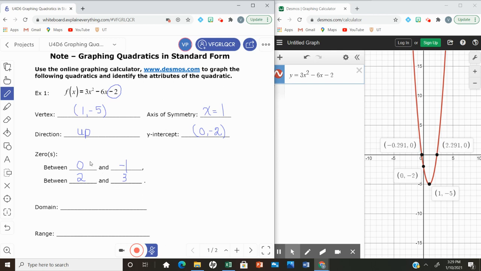Your domain. Well, as we've been discussing, the domain doesn't change. This one is all real numbers from -infinity to +infinity. But the range, this one is important here. Where does the range go? So these y values are going to start at -5. We always look at the y value of the vertex, and they are going to go to -infinity. So we're going to say from -5 to +infinity. Or for the set notation, we can say y such that all of your y values are greater than or equal to -5.